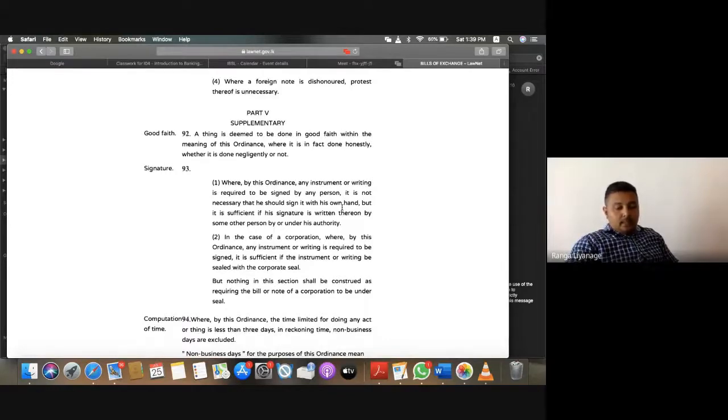So no person is liable as drawer, endorser, or acceptor of a bill who has not signed it as such, right? We spoke about that in section 23. However, the signature may be written by someone else by or under his authority. So a person who signs a bill only as an agent or representative will not be personally liable if such fact is clearly shown on the bill.